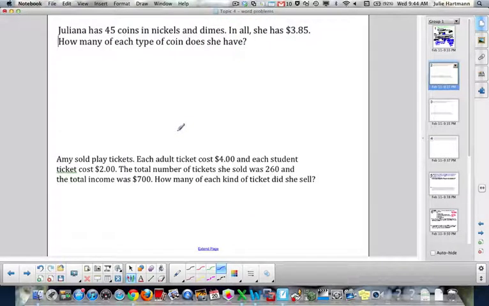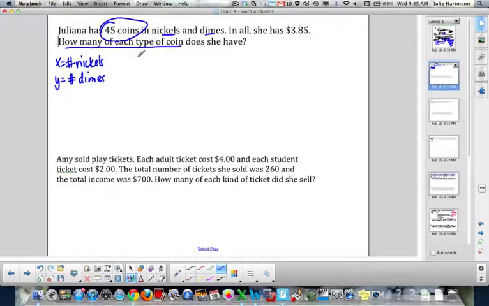Juliana has 45 coins in nickels and dimes. In all, she has $3.85. How many of each type of coin does she have? How many of each type of coin? So we have nickels and dimes. So x equals the number of nickels, y equals the number of dimes.